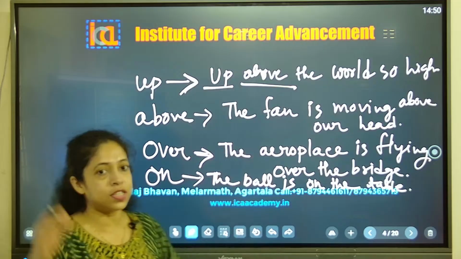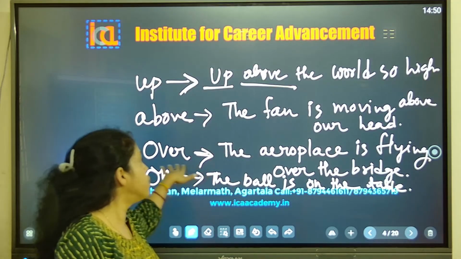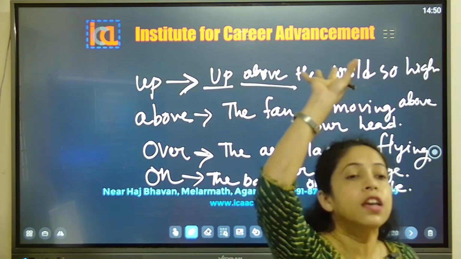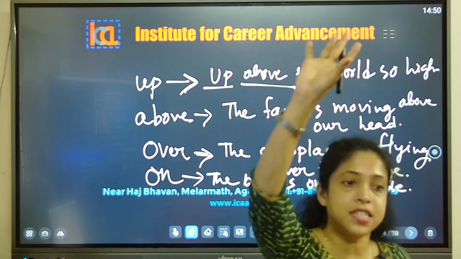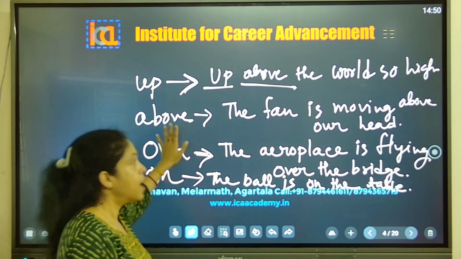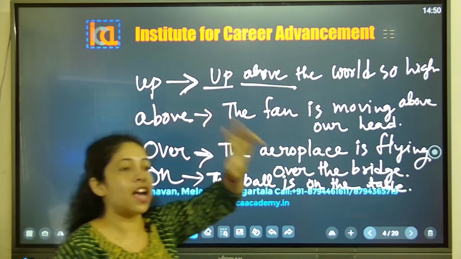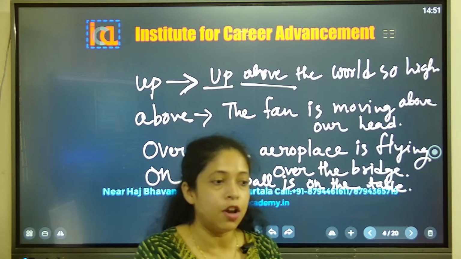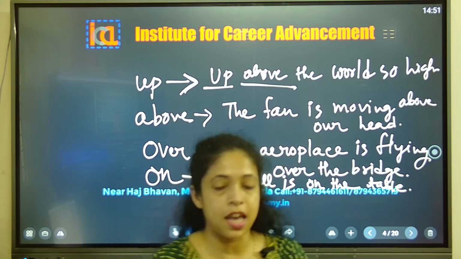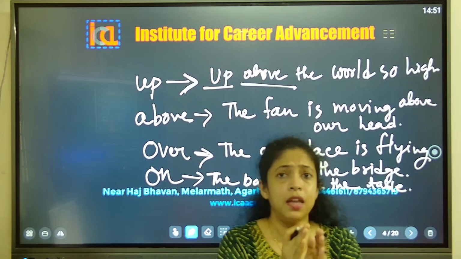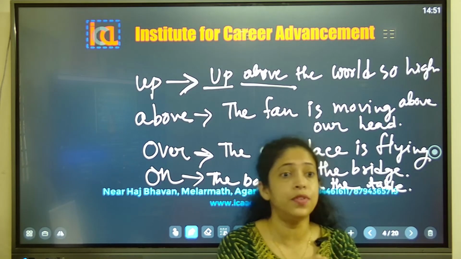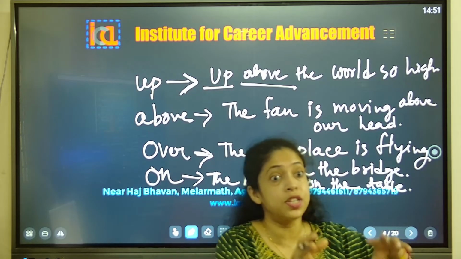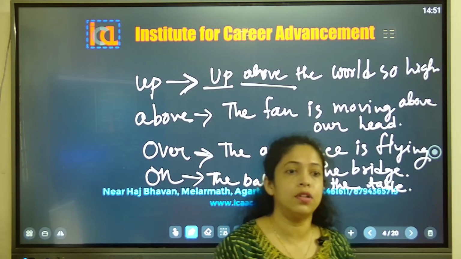Whenever something is crossing over our head, then we use over. Whenever something is on the top of our head, but it is not touching and it is not moving also, it is just fixed, then we use above. And up we use for exaggeration. Whenever we exaggerate anything, then we use up, along with other words which are used for exaggerating a word or a sentence.